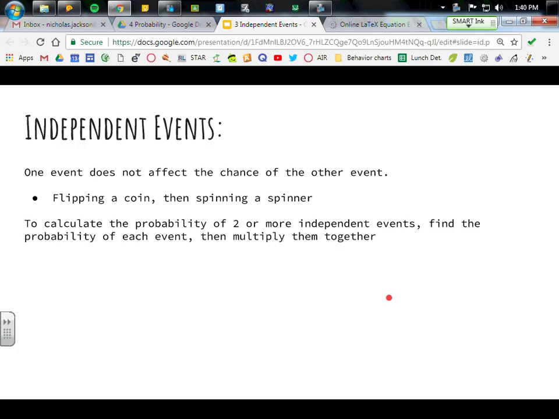It doesn't matter what side of the coin you land on, that is not going to affect the outcome of the spinner. All right. So to calculate the probability of two independent events, all you have to do is find the probability of each event, then multiply them together. So, got an example right here. We're going to find the probability of flipping a heads on a coin, then rolling a 6 on a die. So these are independent because no matter what you flip on the coin, that is not going to change what you roll on the die.